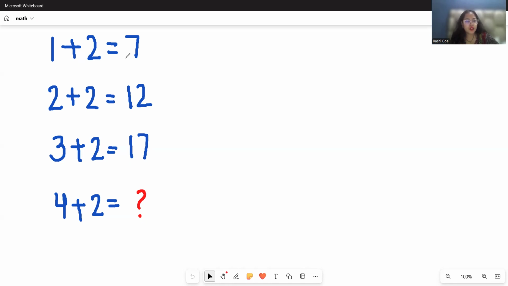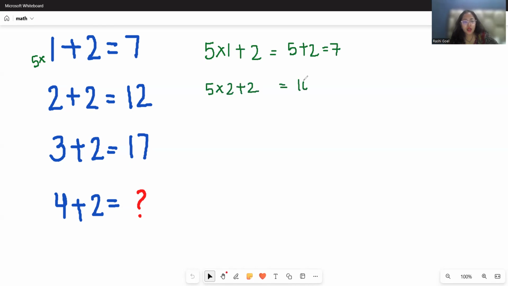So 1 plus 2, 7, how? If I multiply the first digit by 5 and add the second digit. So 5 multiply 1 plus 2: 5 multiply 1 is 5, plus 2 is 7. Then 5 multiply 2 plus 2: 5 multiply 2 is 10, plus 2 is 12.